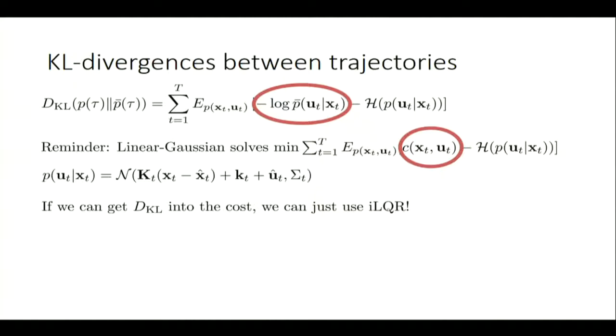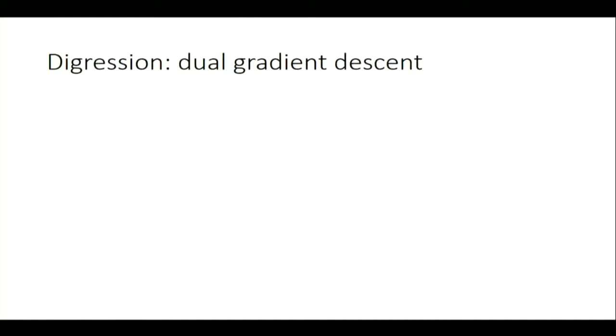We've shown that we can stuff a KL divergence into a cost function and solve it with LQR, but we want a constraint, not a cost function. So how can we put something in a cost function and still use it to impose a constraint? To answer that question, we're going to have a little digression into a bit of convex optimization math, which for some of you may be a review, but it's super useful and pretty cool to know about. I'm going to tell you about something called dual gradient descent, and then I'll tell you how we can use it to impose this constraint by just adding a term to the cost function.